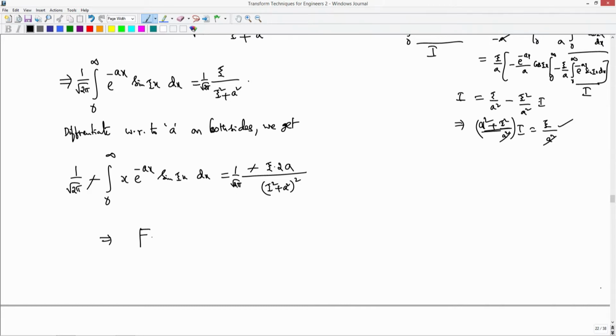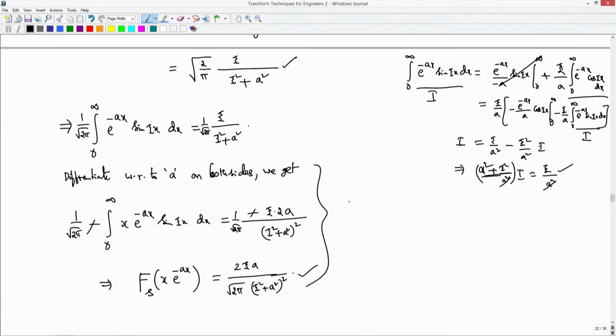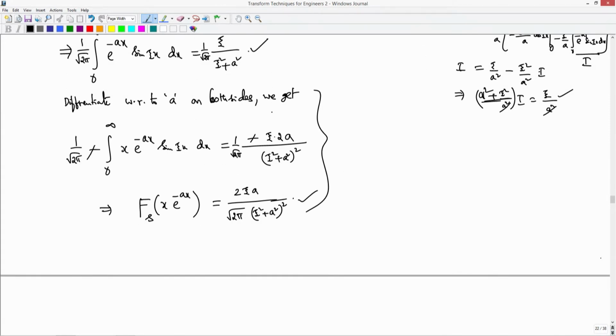What you end up with is basically the Fourier sine transform of x e^(-a x) equal to 2 xi a divided by root 2 pi times (xi square plus a square) whole square. Actually, I think we have to integrate to get the result. The same thing, but instead of differentiation, what we should do is integration. So you do the integration of this equality with respect to a.